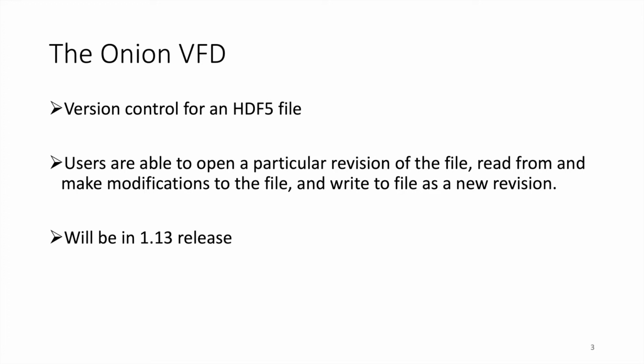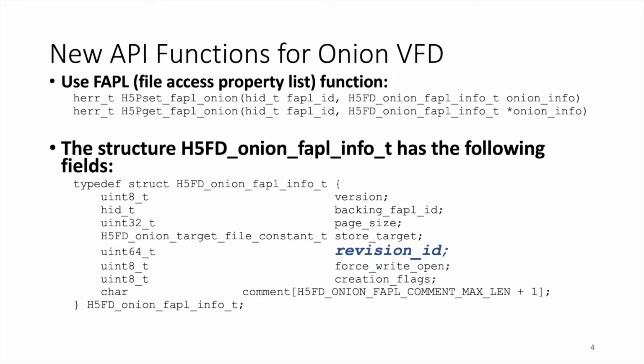It's basically version control for an HDF5 file. This new feature will be in the 1.13 release of the HDF5 library. The library provides two new functions to use the Onion VFD. These two new functions are for the file access property list.